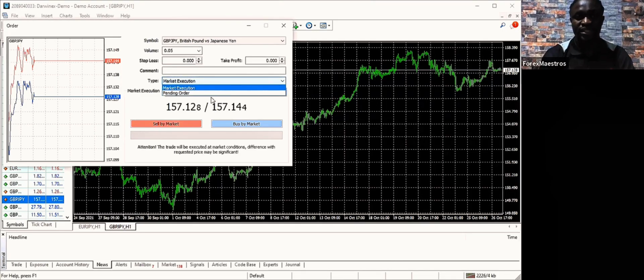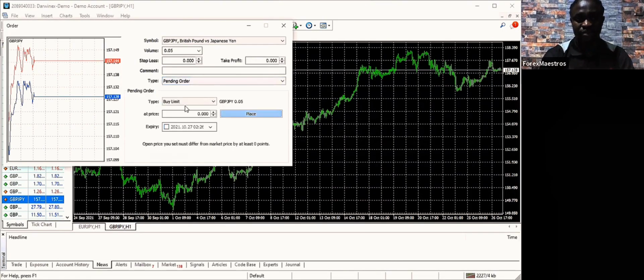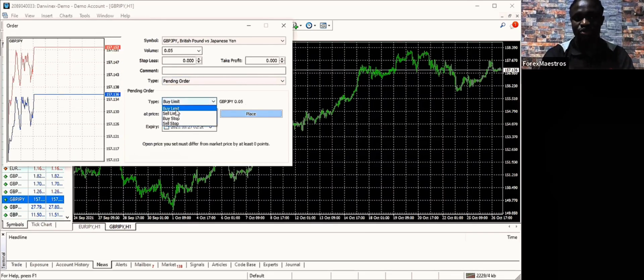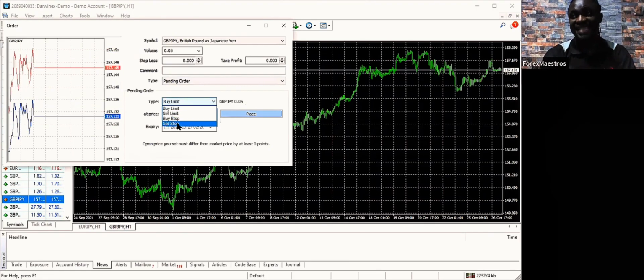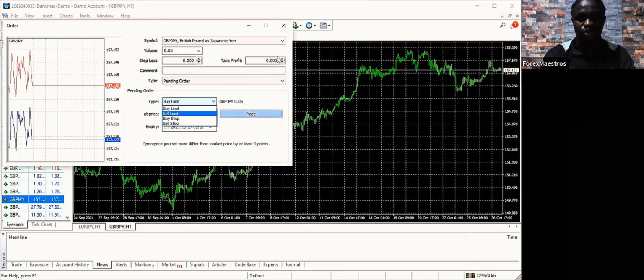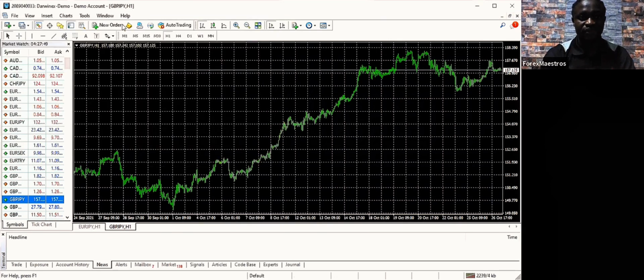But if I want to use pending order, if I click on pending order, look at what I have: type. Under pending order, it will ask you what type of pending order you want. We have what we call buy limit, sell limit, buy stop and sell stop, okay? I will explain all of that to you shortly. I'm just showing you what those tools are. And then place your order once you are done. That's what that is for, okay?